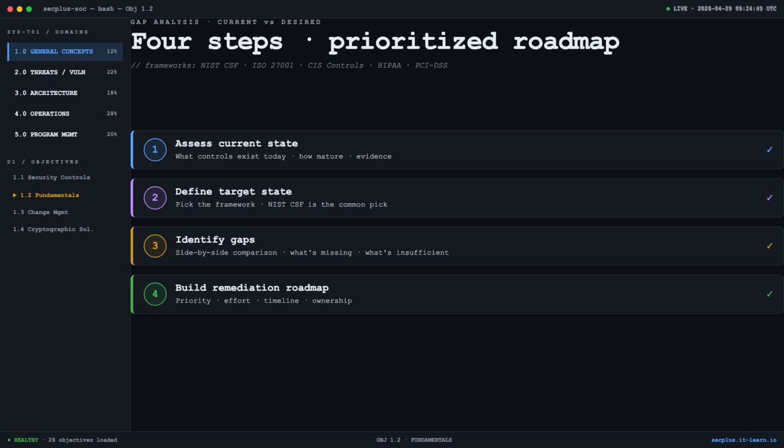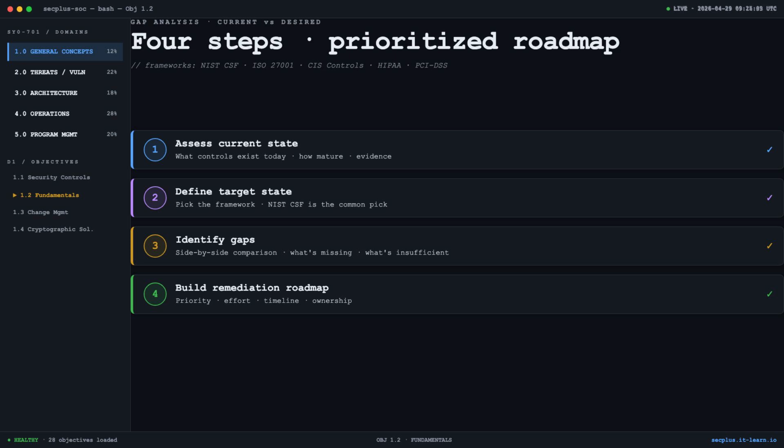The exam loves gap analysis because the question pattern is: your organization has chosen the NIST CSF as its target and currently has no incident response plan. What process identified this gap? The answer is gap analysis. Done. Zero trust. Never trust, always verify.